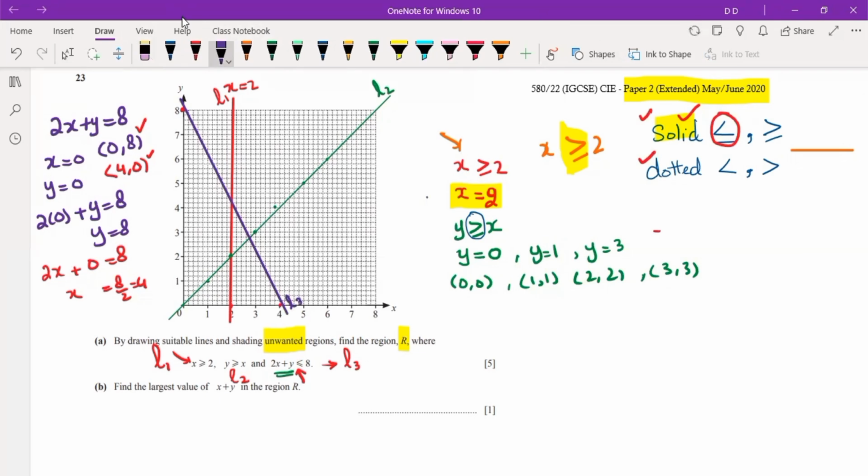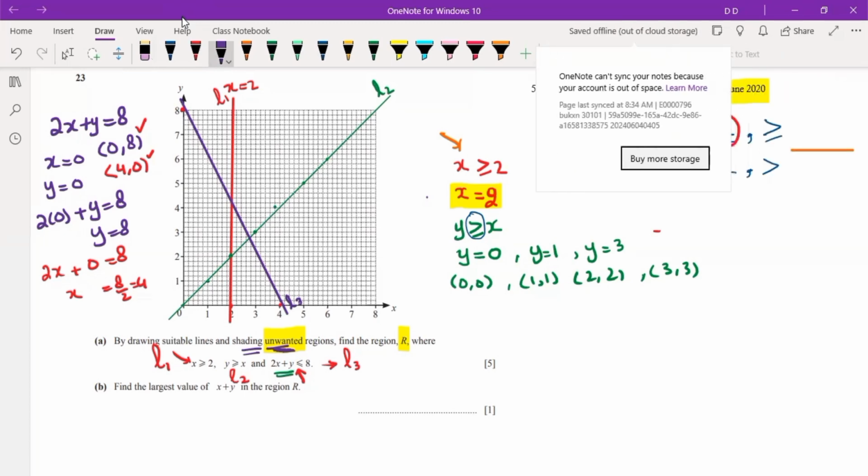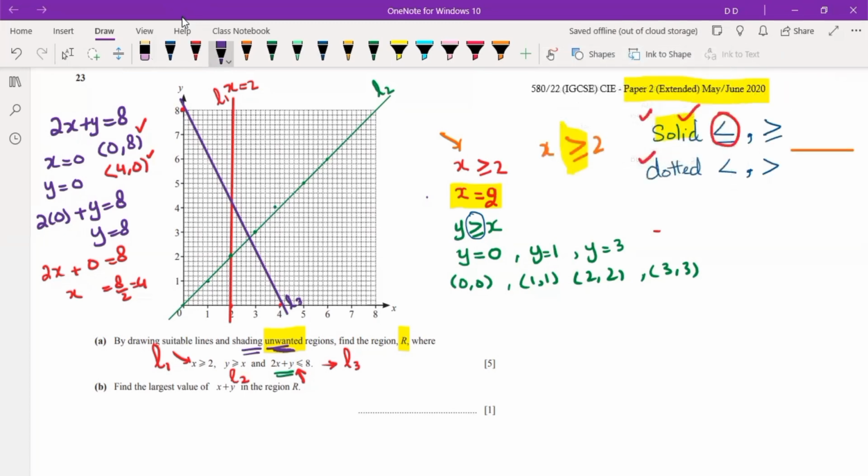Now we will read the question again. We have drawn all the lines, but we have not shaded yet. The question says we have to shade the unwanted region. Remember, we will identify the wanted region first, then we will highlight the area or section which we don't want. All right, so we will start with line number 1, x is greater than or equal to 2.